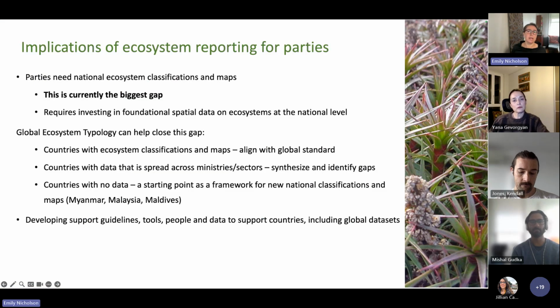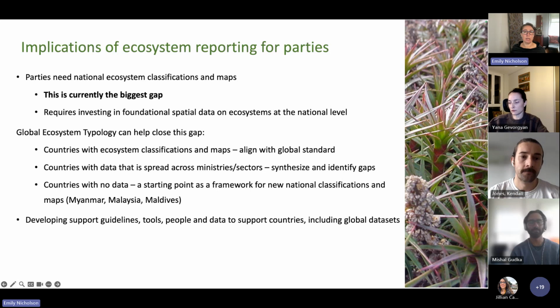Okay, so what are the implications of reporting by ecosystem functional group? The first is that parties will need ecosystem classifications and maps. And this is at a national level. This is not just for the ecosystem related indicators, but really across the whole global biodiversity framework for implementation and monitoring. This is currently the biggest gap.